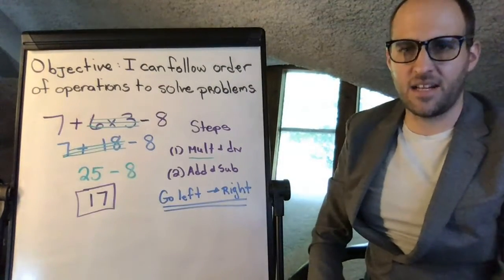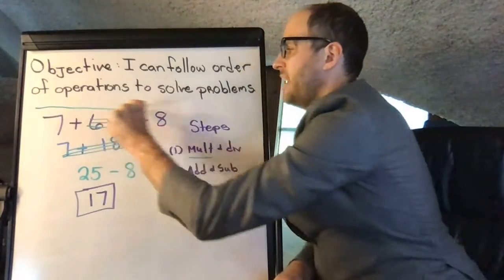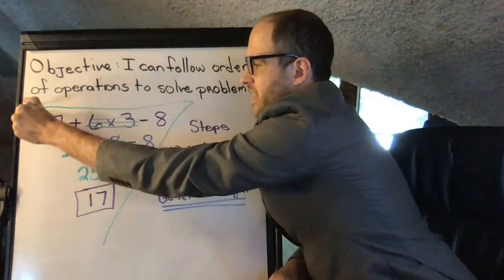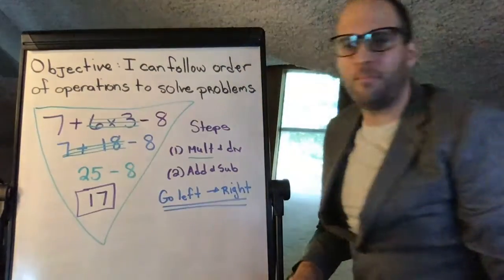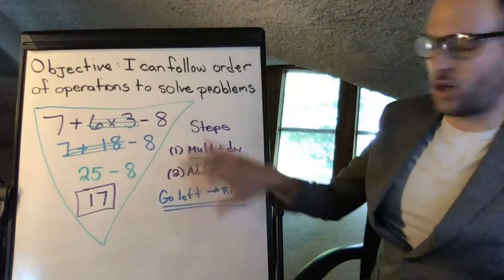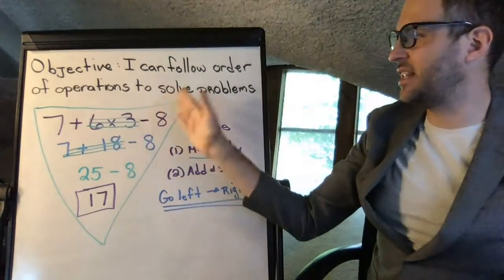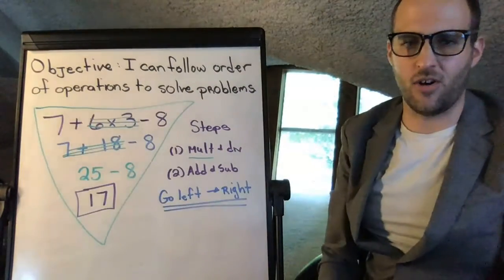Notice I boxed my answers. And if you did your work in a concise and neat way, I should be able to draw some kind of nice triangle or pizza slice around your work. I shouldn't have to look over here to find work or up here. Everything is in this nice pizza slice triangle.